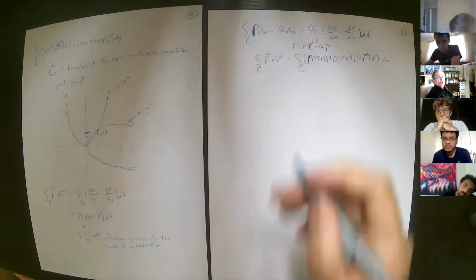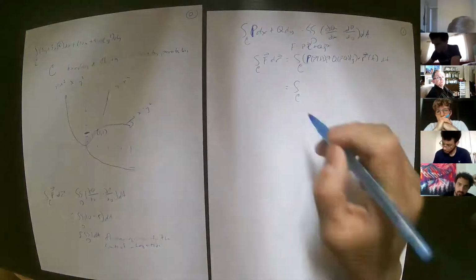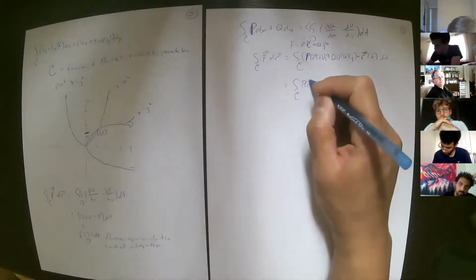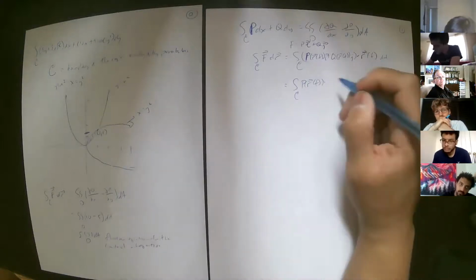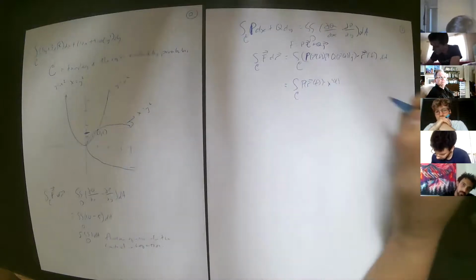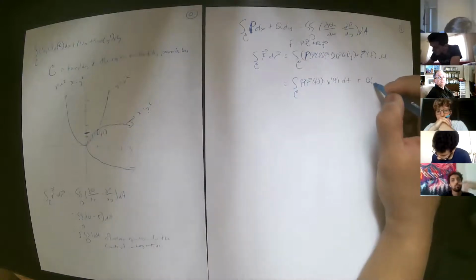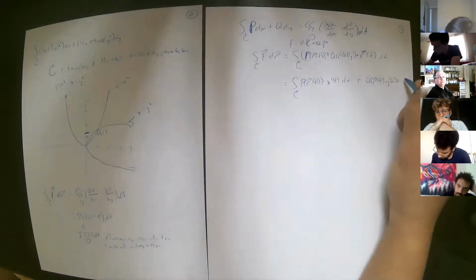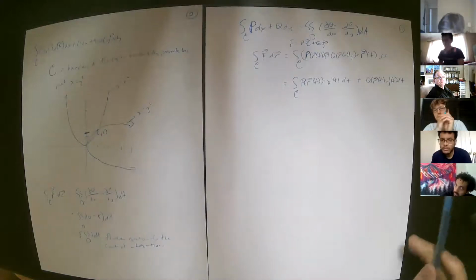Right? And so this is the integral over C of P(R(t)) times the derivative R prime in the x component dt, plus Q(R(t)) times the derivative of the y component. I put two dt's there just to be clear. And what is this?